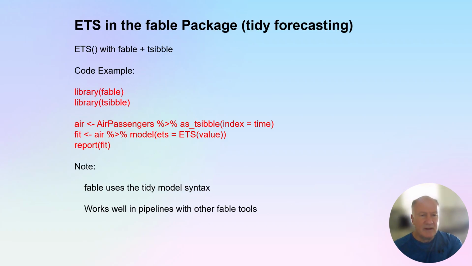So ETS is in the fable package, and for tidy forecasting, it's ETS with fable plus tsibble. And if we look at the code example, we have the library fable and the library tsibble, and we can define an array with air passengers and go ahead and index it, and then we'll fit it with a model using ETS, and then report the fit.